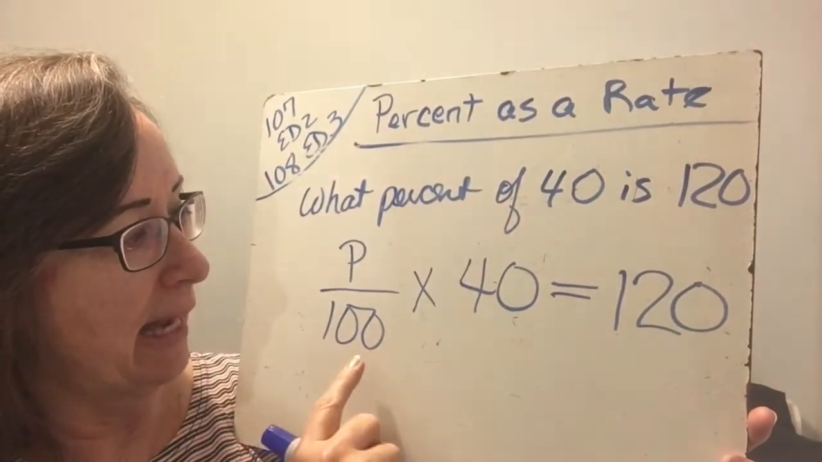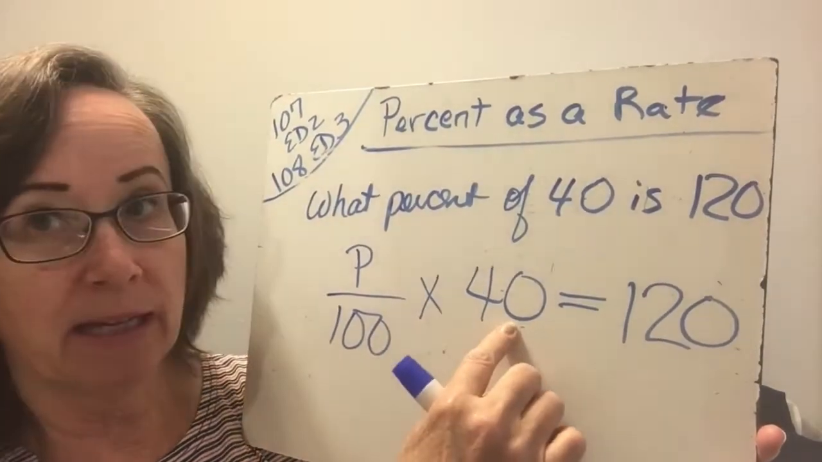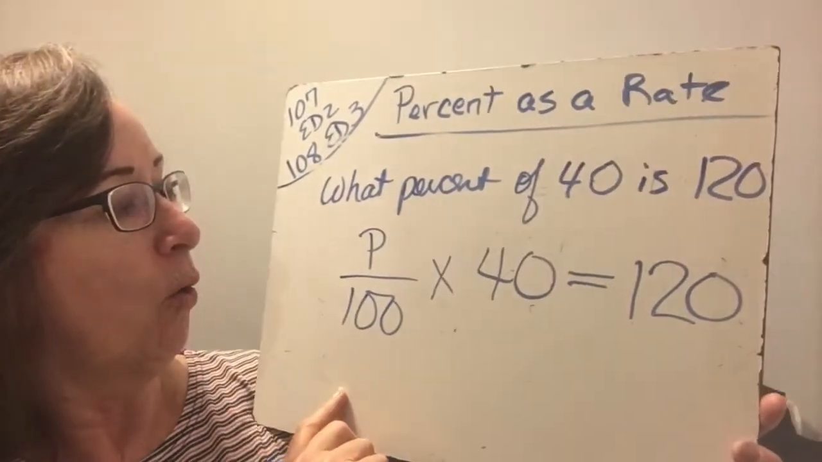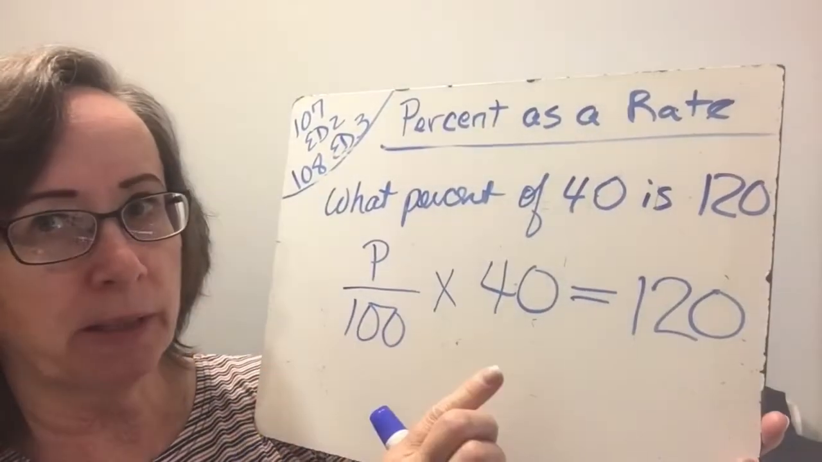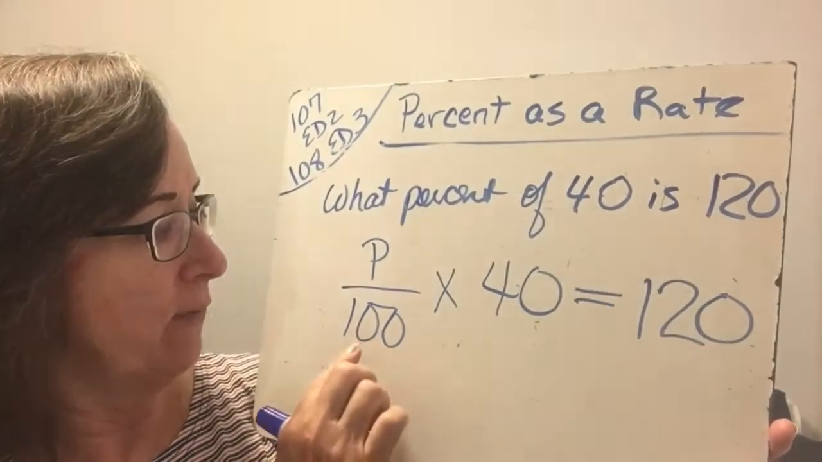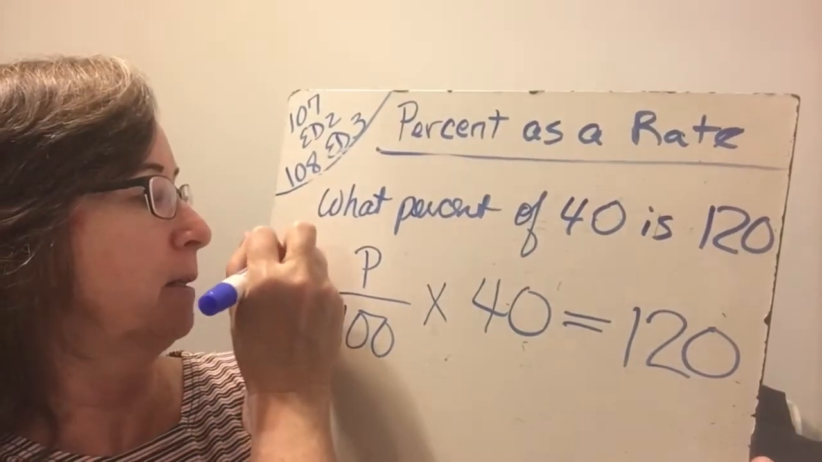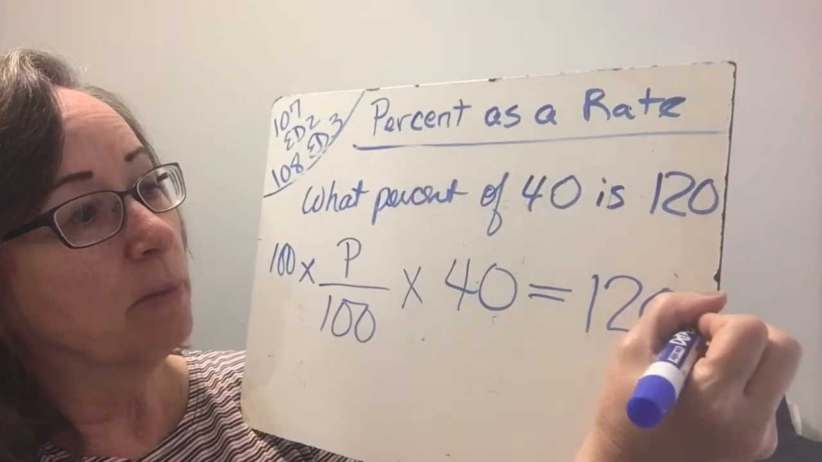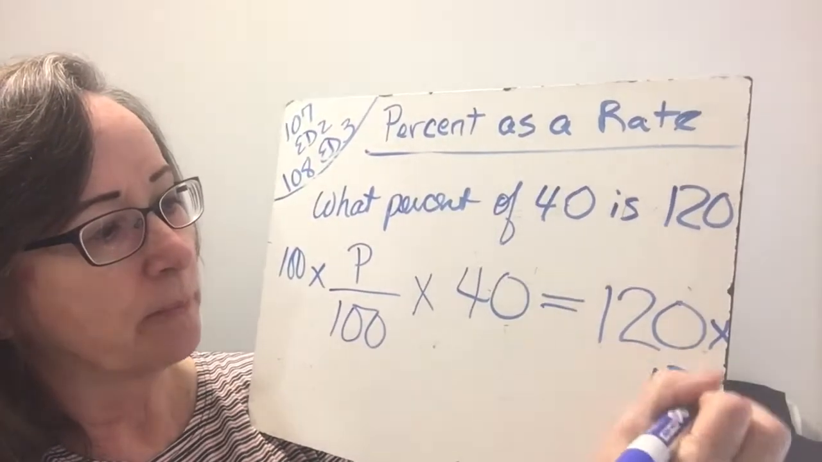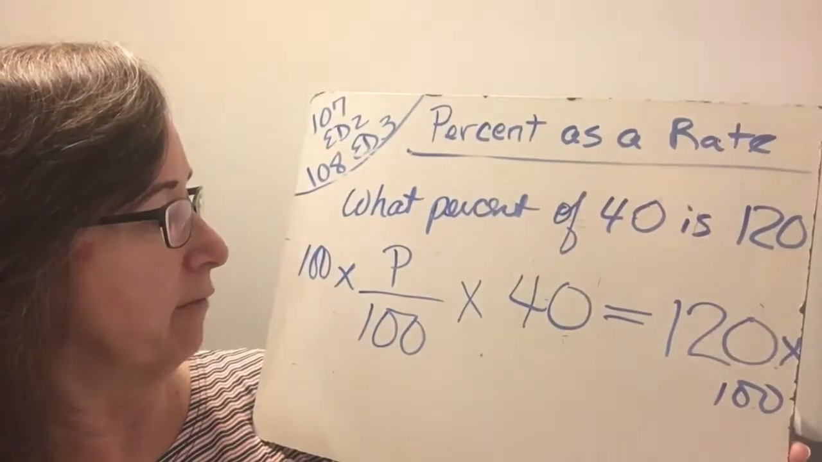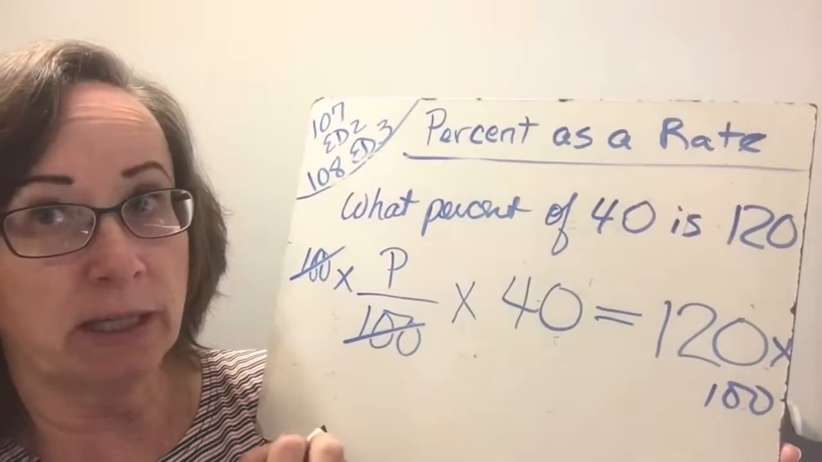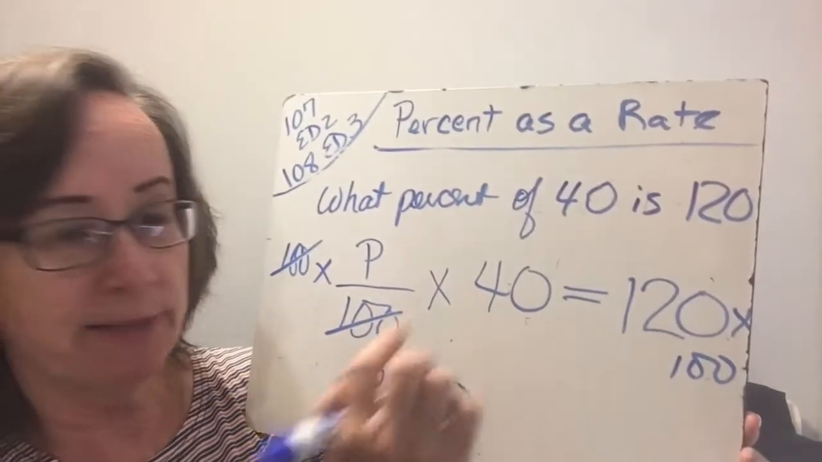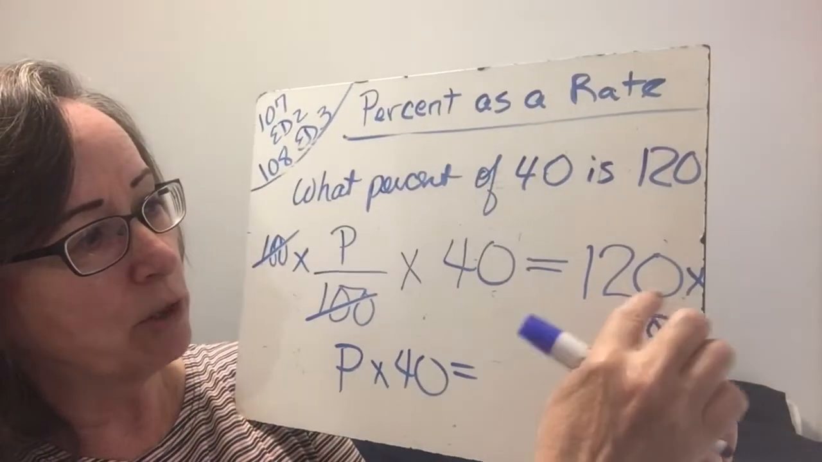So notice that I have a 100 and a 40 that I really need to get rid of so that I get my P by itself. What if I just multiply both sides by 100? Then wouldn't I get rid of the 100 under the P? So we're going to multiply by 100. And then over here on this side, we're going to also multiply by 100. So now let's do that, and then we'll come back and finish the rest. Won't this 100 and that 100 go away? And we're going to get P times 40 on the left-hand side equals 120 times 100.